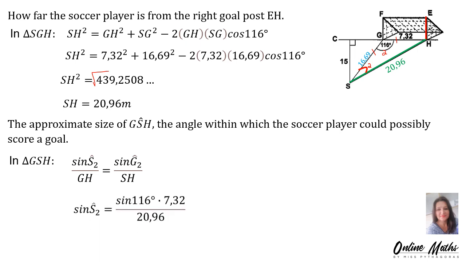And we substitute. Sin S2 is equal to G2 is 116 degrees, so it's sin 116 times GH was given 7,32 over, and SH was 20,96. But remember, you are calculating an angle now, so it is second function or shift sin. All of that equals, and therefore the size of S2 is 18,29 degrees.